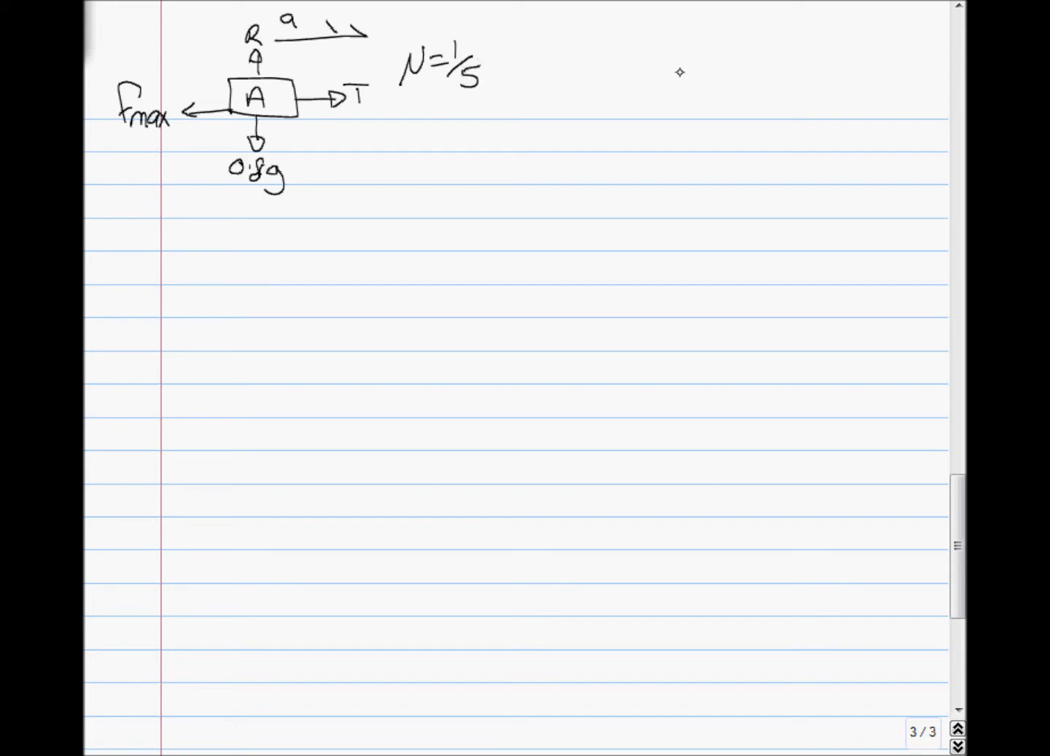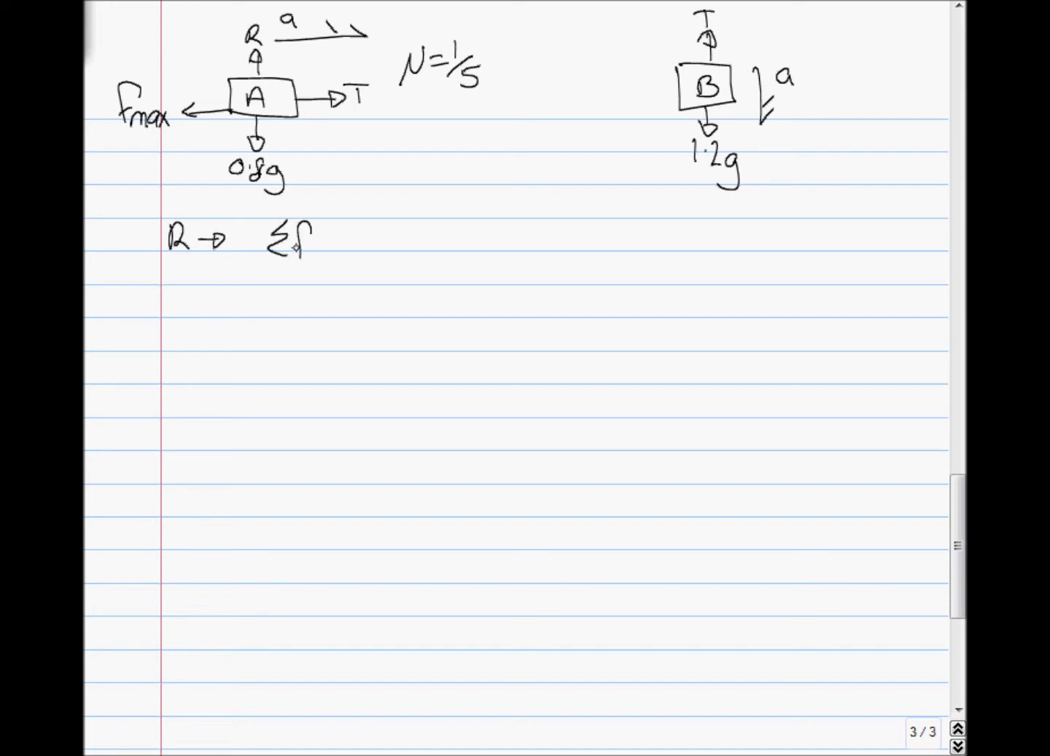Then we have particle B. That still has tension acting up, it still has 1.2 g acting down, and it has this new acceleration here which is linked to that. Okay, so looking at particle A first of all, resolving in the direction of motion.